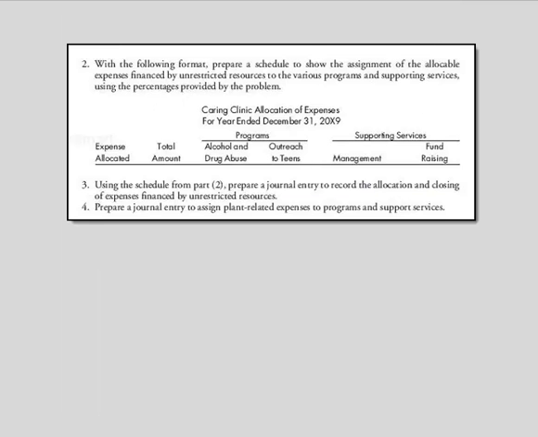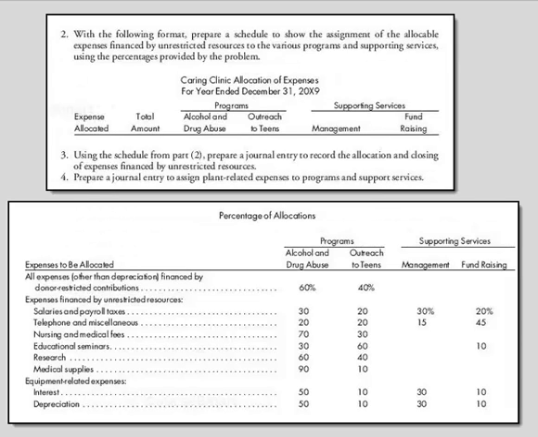Okay, now I've put requirement 2, 3, and 4 on the screen. Requirement 2 says, using the following format, prepare a schedule to show the assignment of the allocable expenses financed by unrestricted resources to the various programs and supporting service using the percentage provided by the problems. Okay, now you see I've moved requirement 2 slightly and added those percentages so we have that in front of us. We've done the 60-40, now we need to worry about the others. So salaries and payroll goes 30-20, and supporting services 30-20. And that's for management and fundraising. Let's take a look at the solution now.